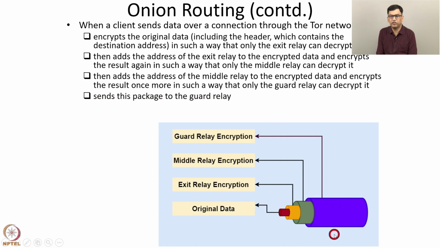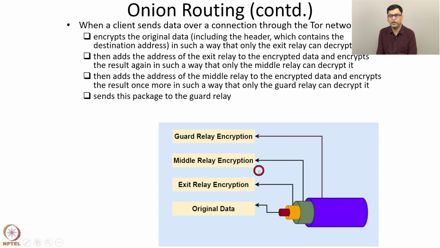Now, when the guard relay receives this package, it decrypts the outer encryption, that is the purple encryption, and once it decrypts this, it gets the IP address of the middle relay. So recall that at this stage we had added the address of the middle relay to the encrypted data and then encrypted it once more so that only the guard relay can decrypt it. So when the guard relay decrypts this purple layer of encryption, it gets the IP address of the middle relay. So hence it can send the decrypted packet to the middle relay. So this purple layer and the inner layers are sent to the middle relay.